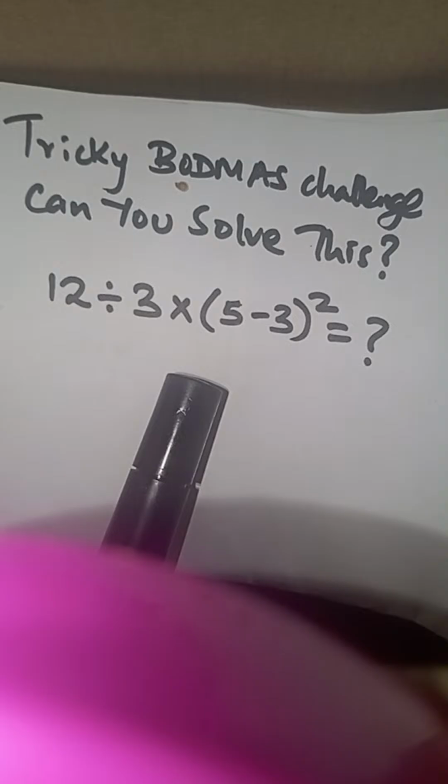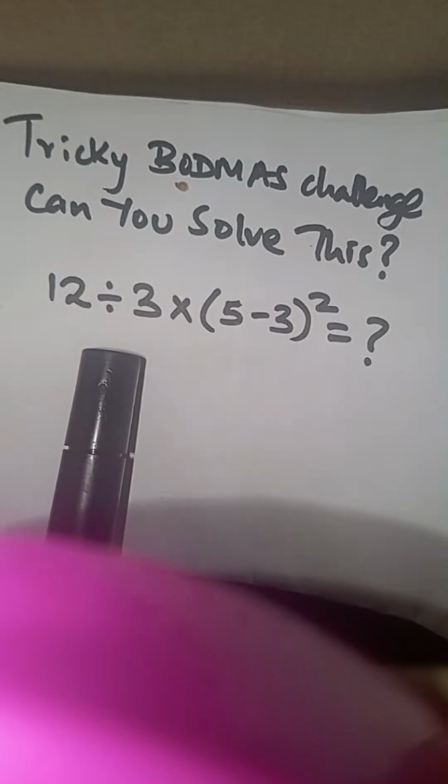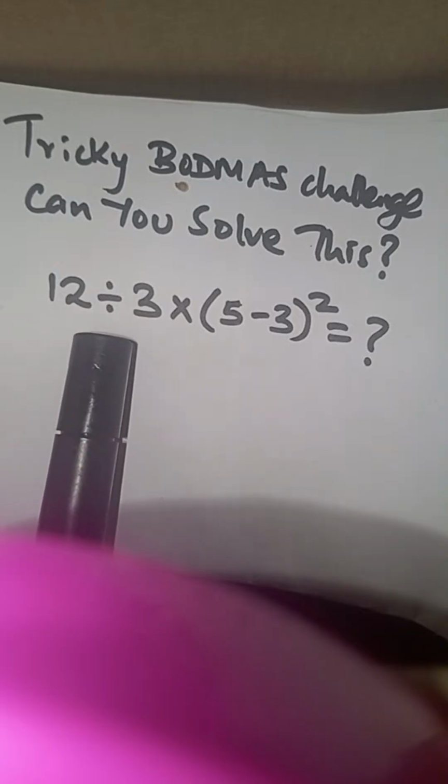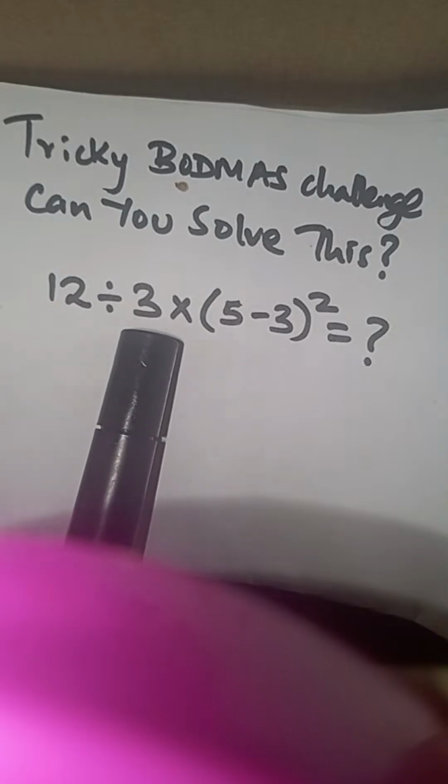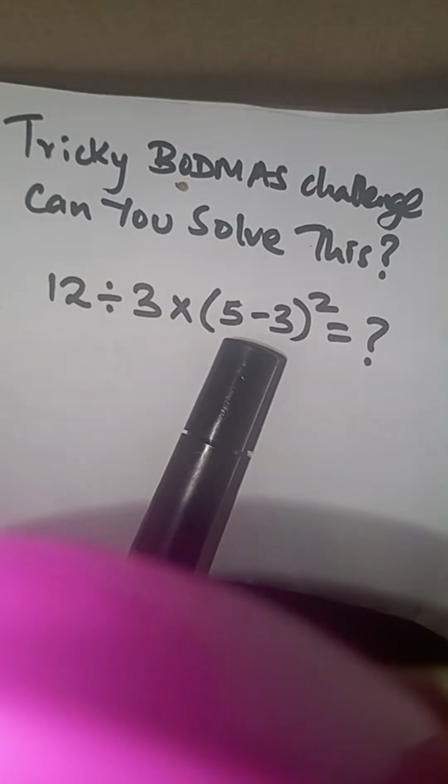How do we get the solution to 12 divided by 3 times 5 minus 3 squared?